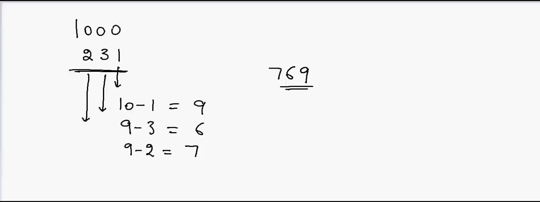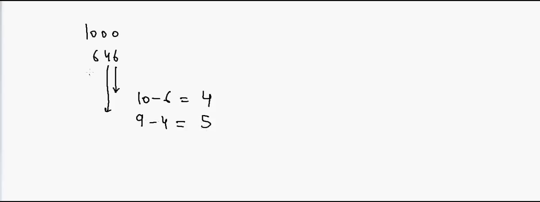Again, if I have 1000 minus 646, in that case I'll take the 6. 10 minus 6 is 4, then I'll take the 4, so 9 minus 4 is equal to 5, and then I take the 6, so 9 minus 6 is equal to 3, so the answer is 354. This method can be very helpful if we are in an exam or doing day-to-day calculation.